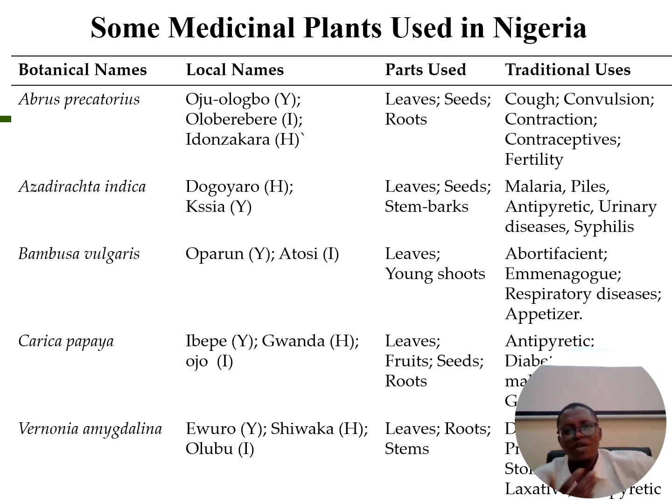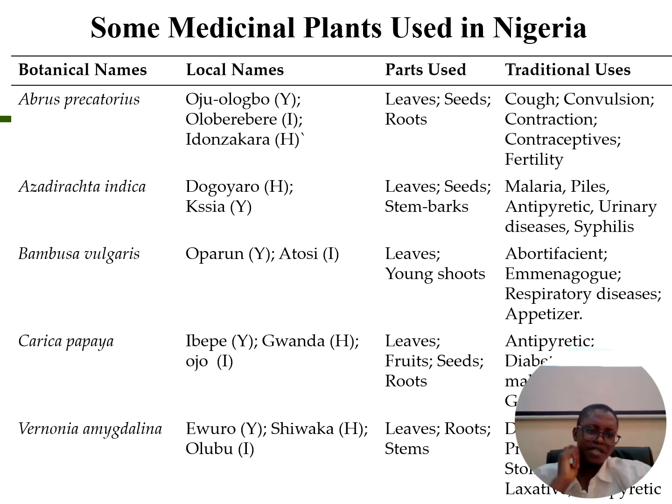So we have some medicinal plants used in Nigeria. We have Abrus precatorius, which is called Ejologbo in Yoruba. I'm not Hausa, so I will not be able to pronounce the Hausa name. The leaves, seeds, and roots are used. Sometimes the roots are poisonous, but can be used under supervision. The leaves and seeds are used in the treatment of cough and convulsion, and the seeds are also used as contraceptives and for fertility.